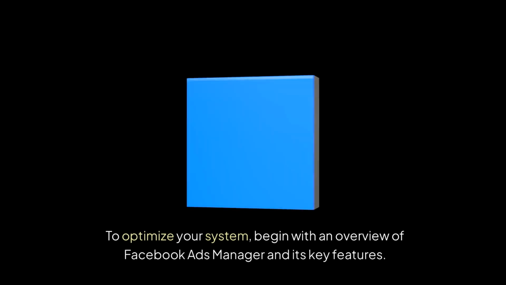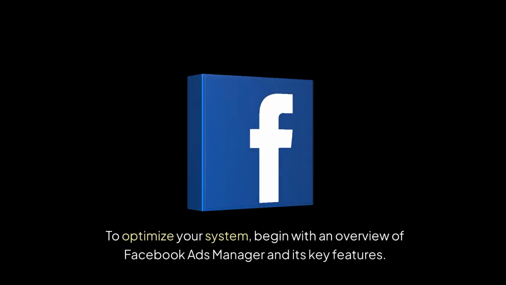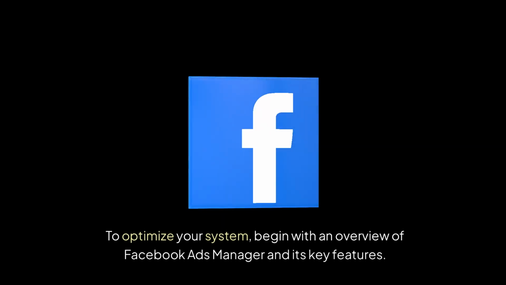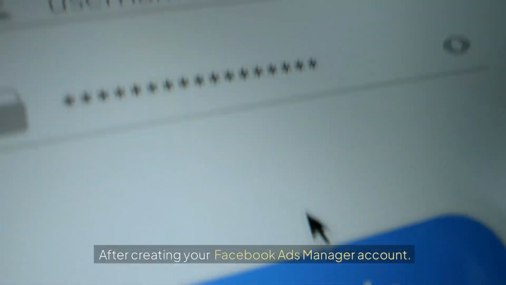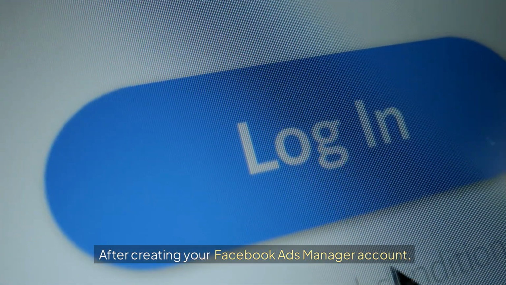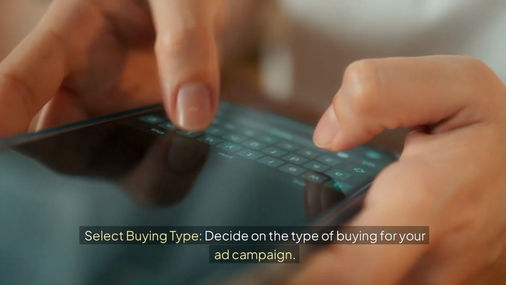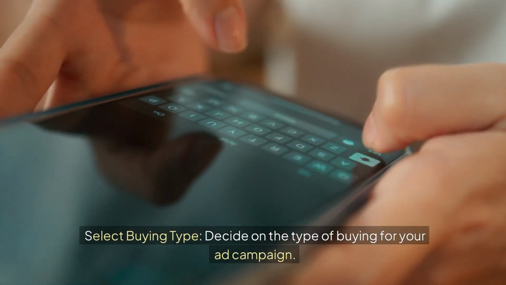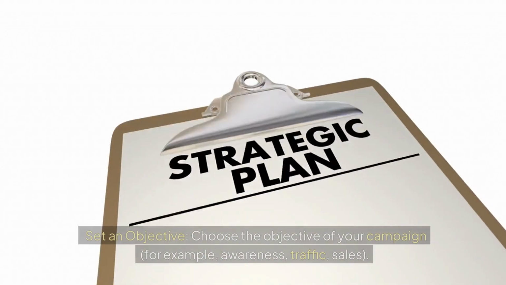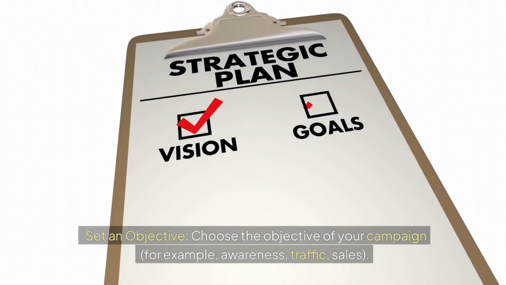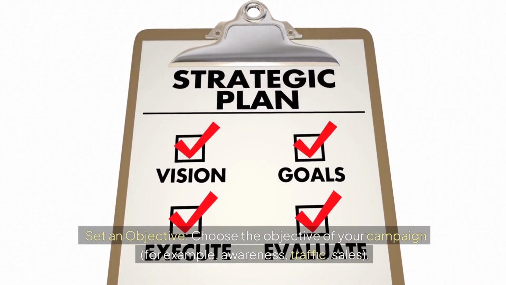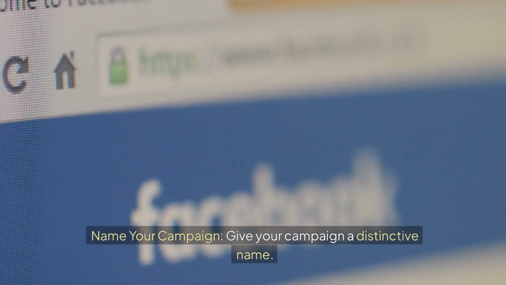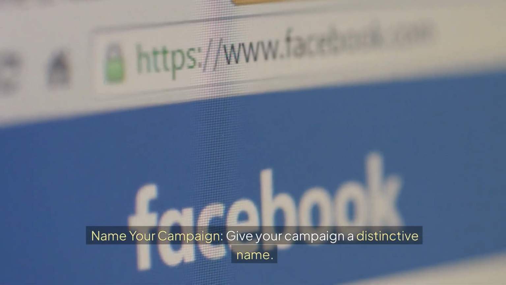To optimize your system, begin with an overview of Facebook Ads Manager and its key features. Running Facebook ads is easy. After creating your Facebook Ads Manager account, select buying type. Decide on the type of buying for your ad campaign. Set an objective. Choose the objective of your campaign, for example, awareness, traffic, sales. Name your campaign. Give your campaign a distinctive name.